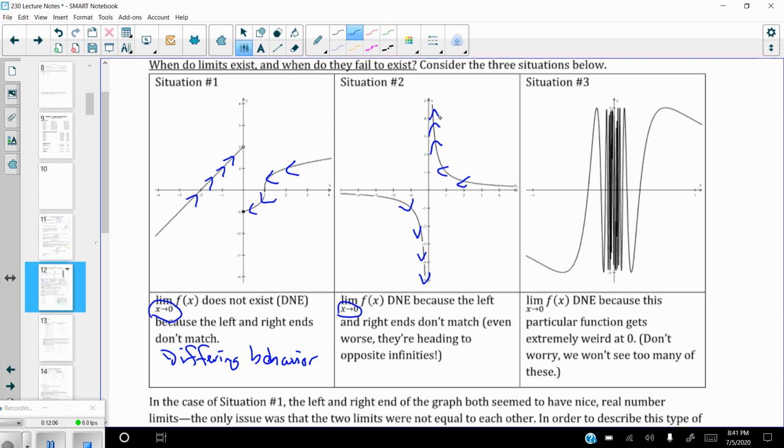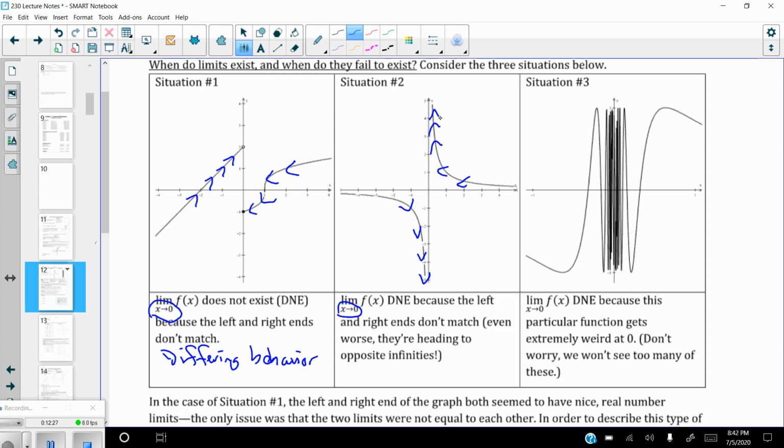Anytime there's a vertical asymptote, the limit is going to fail to exist when these things go into opposite directions as they are. This last one, situation 3, will not come up very often. I seriously doubt we'll actually see it again in this course, but I'm going to mention it because it is one of the ways that a limit can fail to exist.